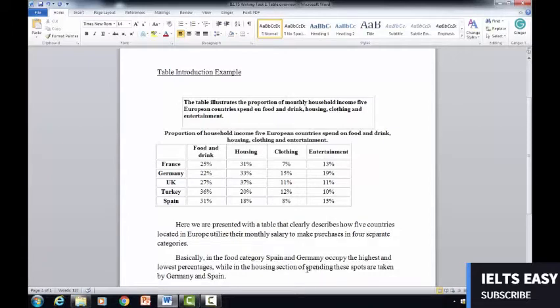So what we can do here is we can say, well, in the housing section of the spending, we can see a reversal of these spots by Germany and Spain, because Germany is now at the highest in housing, and Spain is at the bottom.